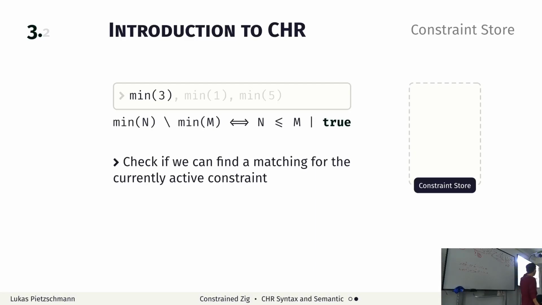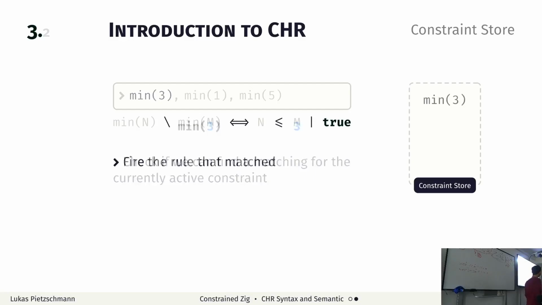We start with the min3 constraint, and we make this one active. Active means that we now try to find a rule that can be applied on it. Yeah, that's sad. We only have rules that need 2 constraints, and we only have 1 active constraint. So we do not find any rule for min3. It moves alone inside the constraint store and waits there until somebody else needs it.